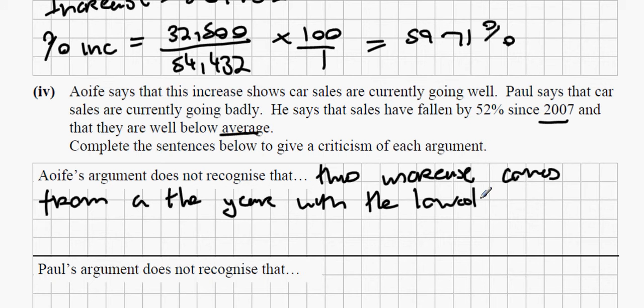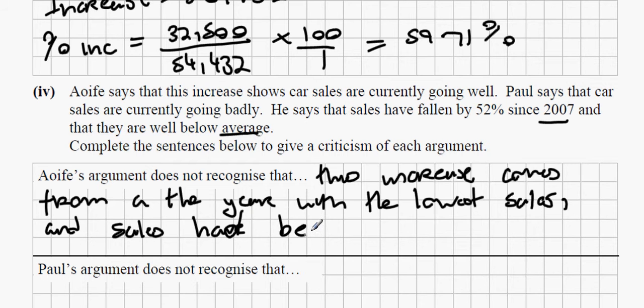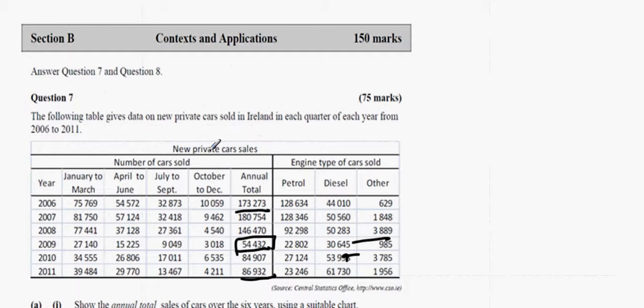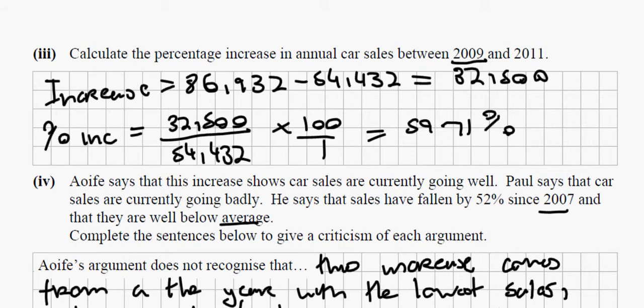So she's just comparing it to the year that has the lowest sales, so it's more likely going to increase anyway. Okay, and sales had been much better pre-2009. So she only compared it to 2009, and if you look at before 2009, the sales were up in the hundred thousands. Okay, so Aoife is not seeing the full last 6 years. She's only tested from 2009 to 2011.